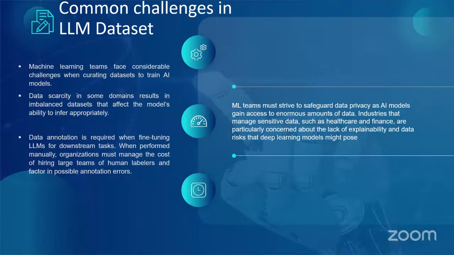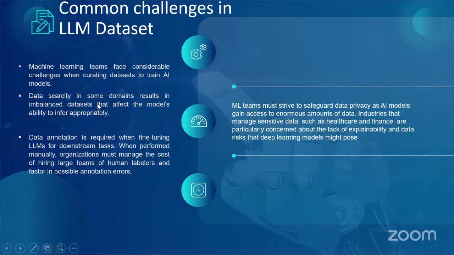Then there are some common challenges in LLM datasets. Machine learning teams face considerable challenges while curating a dataset to train AI models. Data scarcity means we have less data in some domains, and some data will be balanced while some will be imbalanced or biased towards certain classes. That will affect the model's ability to infer appropriately. It will give predictions that are misclassified because our dataset was imbalanced. So this is one of the big issues.